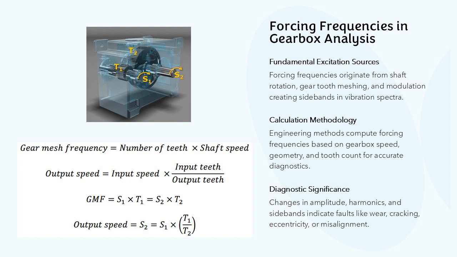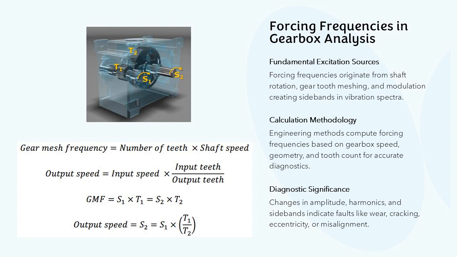In a healthy gearbox, forcing frequencies appear as predictable, repeatable spectral components at known locations. Deviations in amplitude, the appearance of harmonics, or the growth of modulation sidebands often indicate developing faults such as gear tooth wear, cracking, eccentricity, or misalignment.